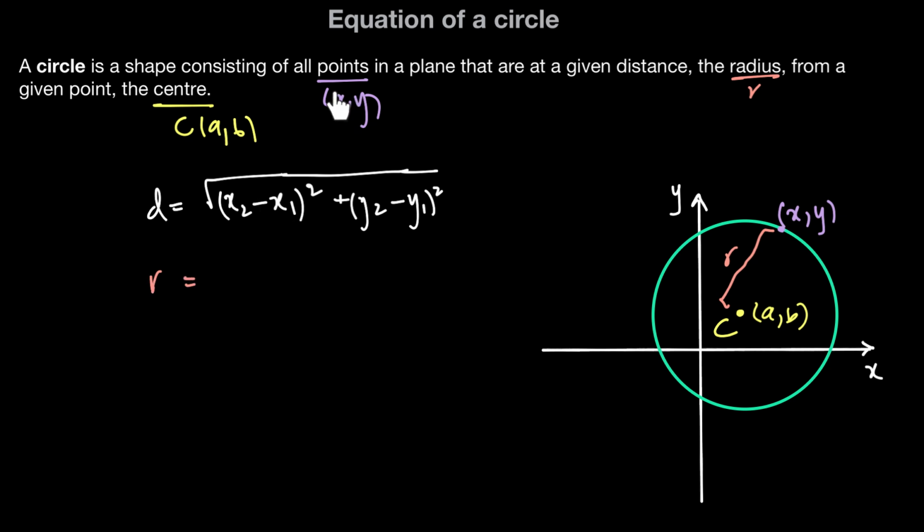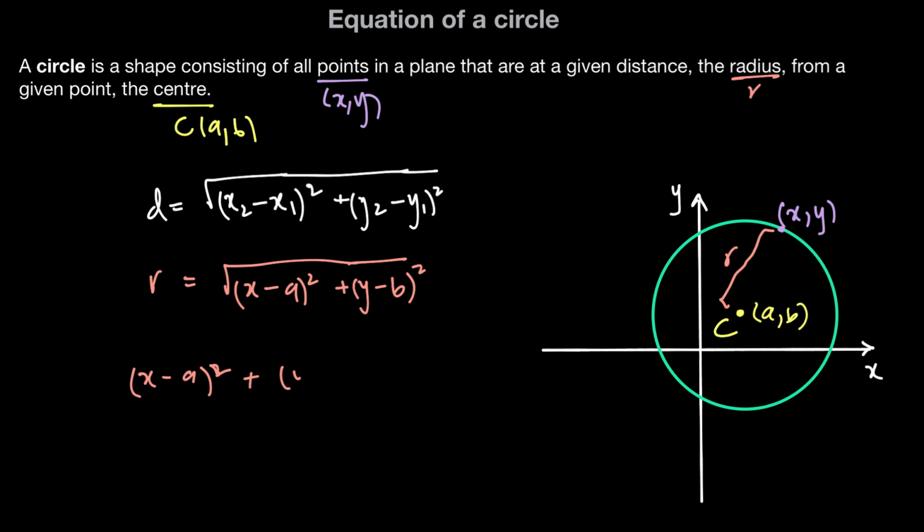Now, if we take the point on the circle as x2 comma y2, we'll take that as x comma y, and the center point as x1 comma y1, that's just a comma b, we can say that the distance r from the center point to any point on the circle is the square root of x minus a, the whole thing squared, plus y minus b, the whole thing squared. So if we square both sides to remove the square root sign, what we get is x minus a, the whole thing squared, plus y minus b, the whole thing squared, is equal to r squared. So this over here represents the equation of a circle.